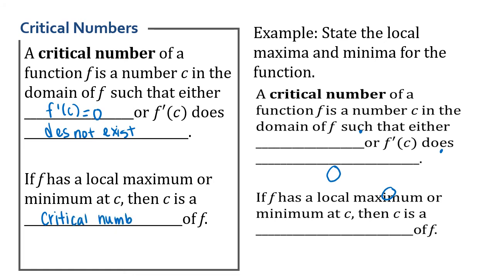So again, if you go back to that first graph and then look at the second graph, which I have on the screen, those local maximums and minimums happen when the derivative was undefined, and also when the function had a derivative of 0.